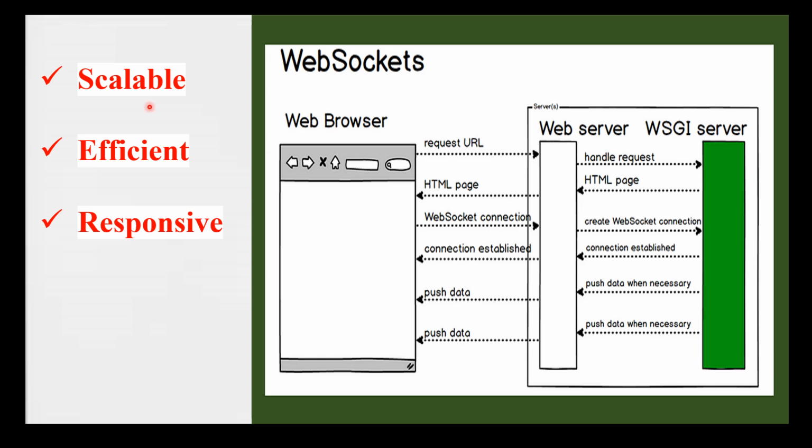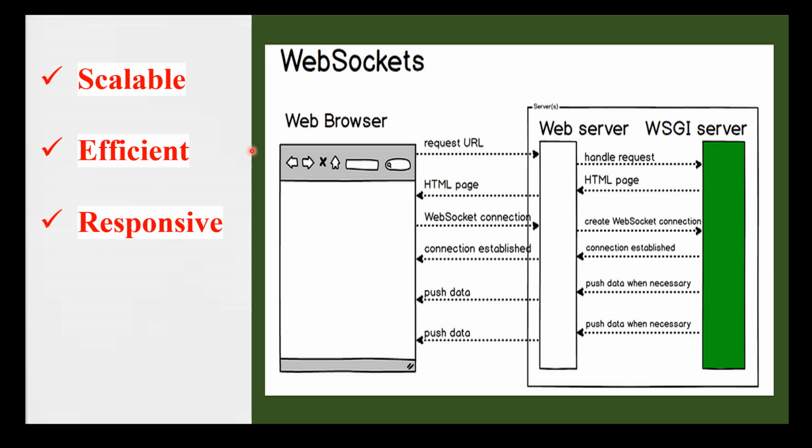So here is how. First is scalable. Microservices allow you to scale individual services independently. For example, if a particular service is experiencing high traffic, you can scale that service horizontally by adding more instances of that service without affecting the rest of the application. And this approach provides better resource utilization and reduces downtime.